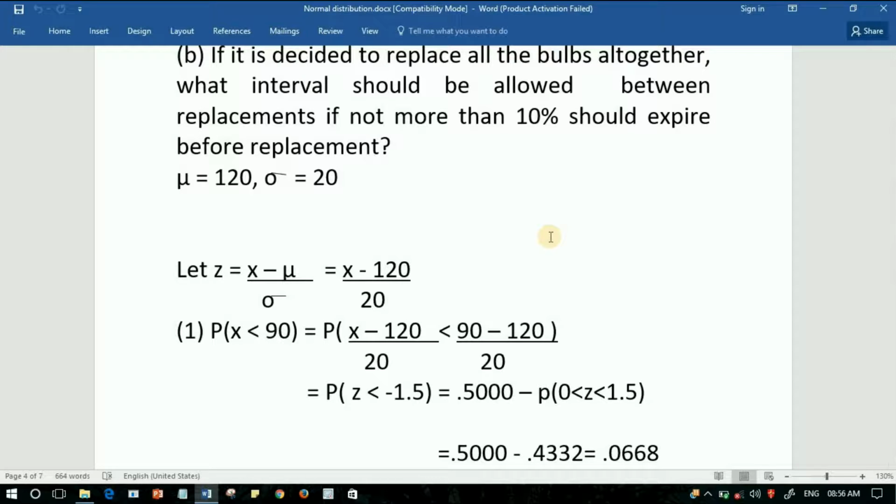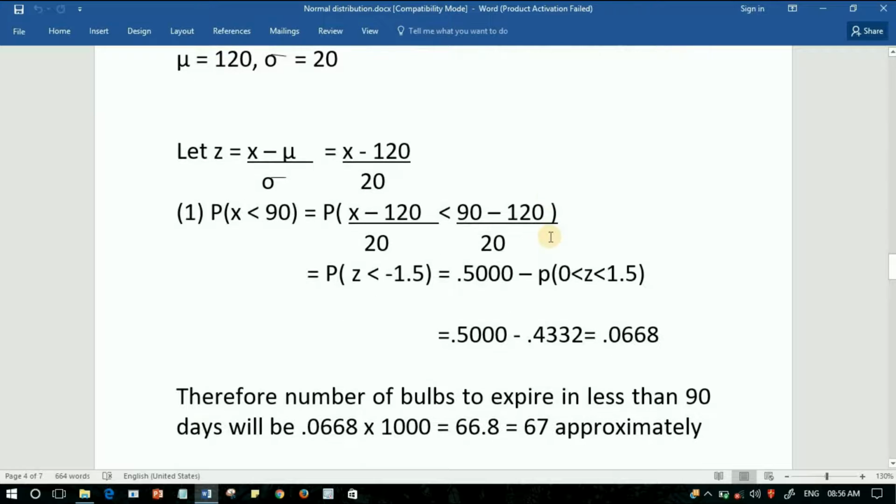That is, it is coming to the left hand side. We know that minus infinity to 0 is 0.5. Probability of z less than 0 is 0.5, that is the left hand side. So totality 0.5 minus, we have to subtract the probability of z between 0 and 1.5. So what we get is 0.0668.